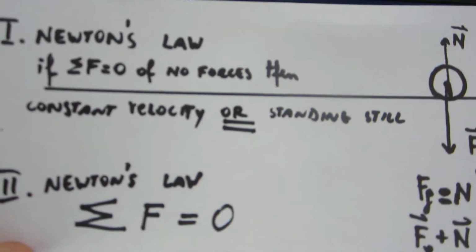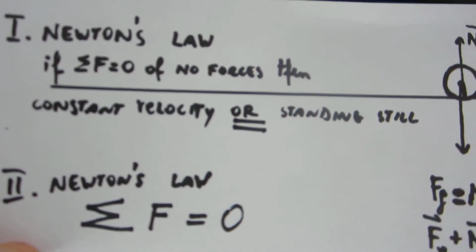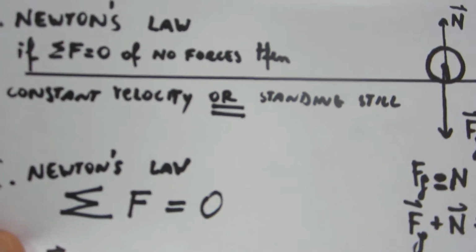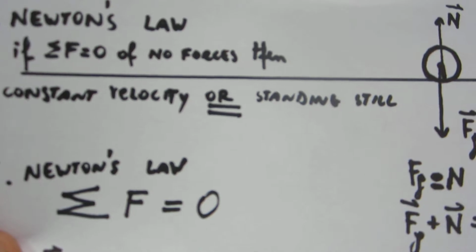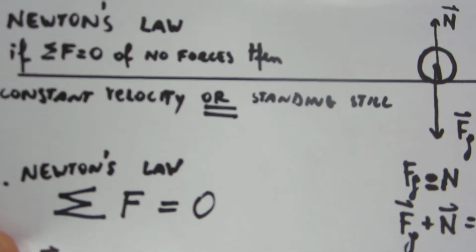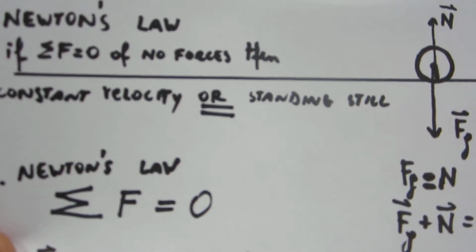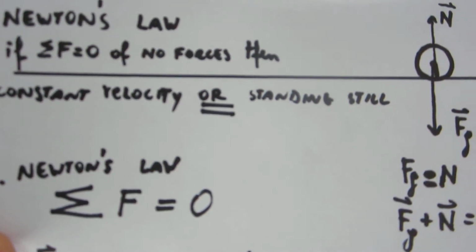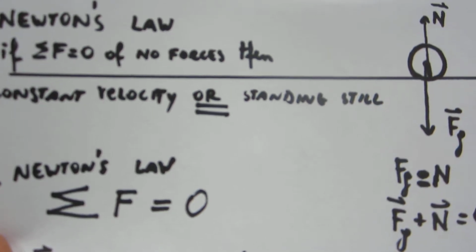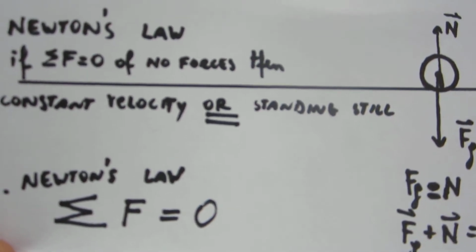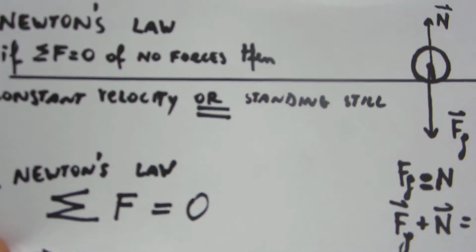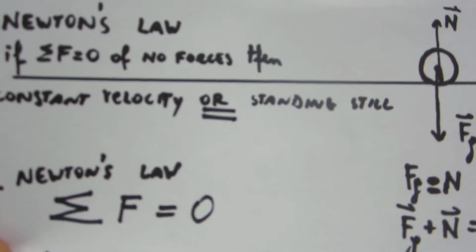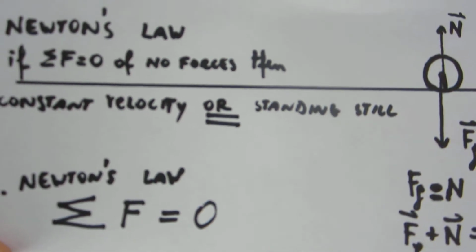Newton's first law states that if the sum of forces on a body equals zero, or if there are no forces, then this object will be standing still, or it will move with constant velocity, if it moved at constant velocity in the start.